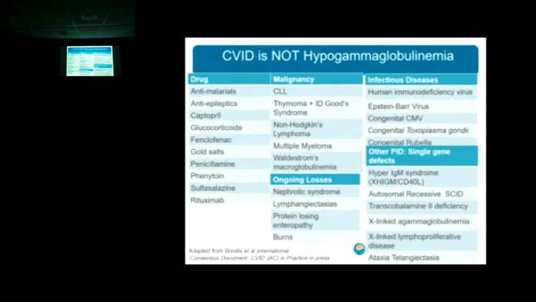Of course, in the adult world, CLL, thymomas, and of course certain malignancies, and blood dyscrasias that you need to recognize.